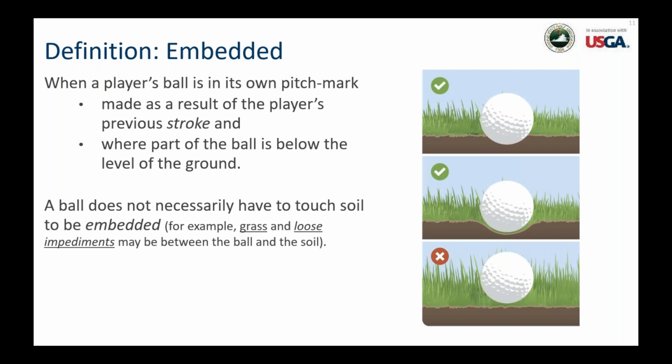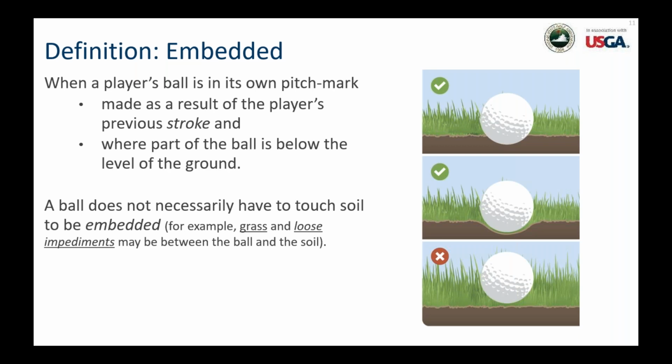I feel like this is something that we deal with a lot, especially in the general area after a little bit of rain, when the ball is more likely to become embedded. So when is a player's ball embedded? When it's in its own pitch mark, made as a result of the player's previous stroke, where part of the ball is below the level of the ground.